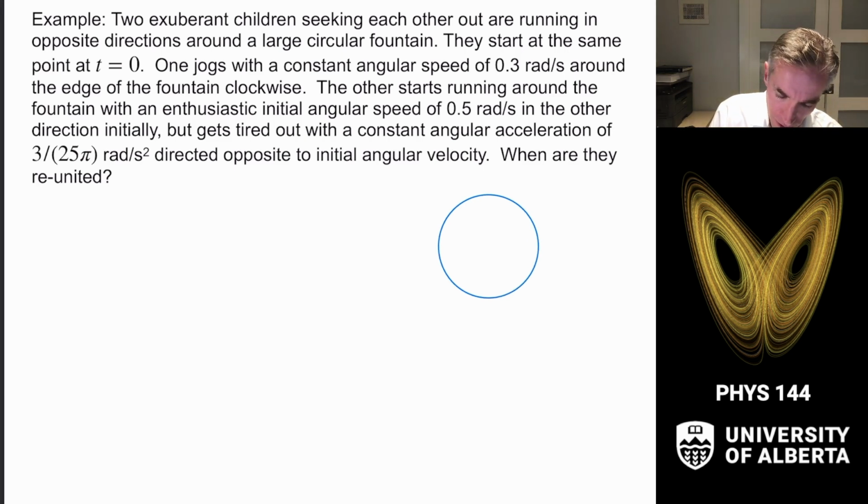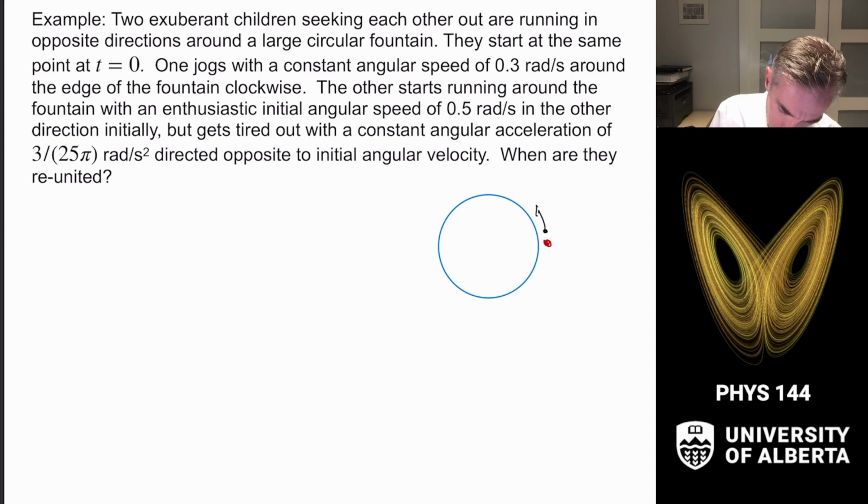One child takes off running at a speed of 0.3 radians per second around the edge of the fountain clockwise. The other starts running around the fountain with an enthusiastic initial angular speed of half a radian per second in the other direction, so that's counterclockwise, but gets tired out at this acceleration, 3 over 25 pi radians per second squared, opposite the initial angular velocity. When are they reunited?